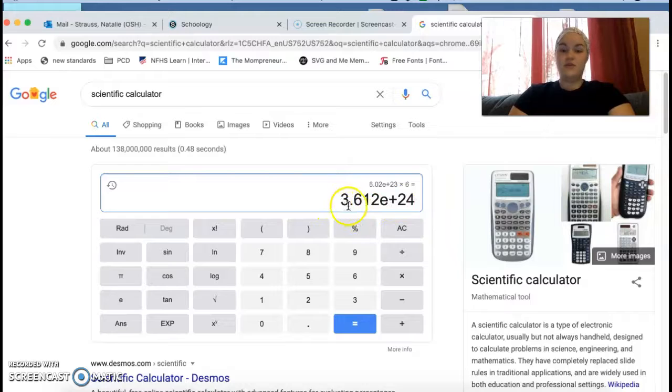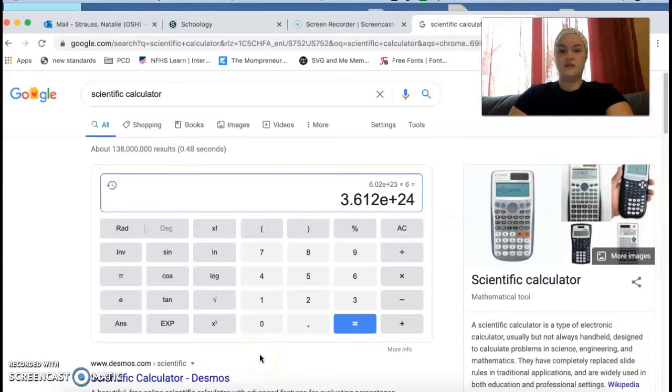I would write down 3.612 times 10 to the 24th. So we are not going to actually write down that E letter from our calculator when we report our answers. But we are going to see that on our calculator, and we can use this calculator right here in a web browser anytime that you are doing your homework.